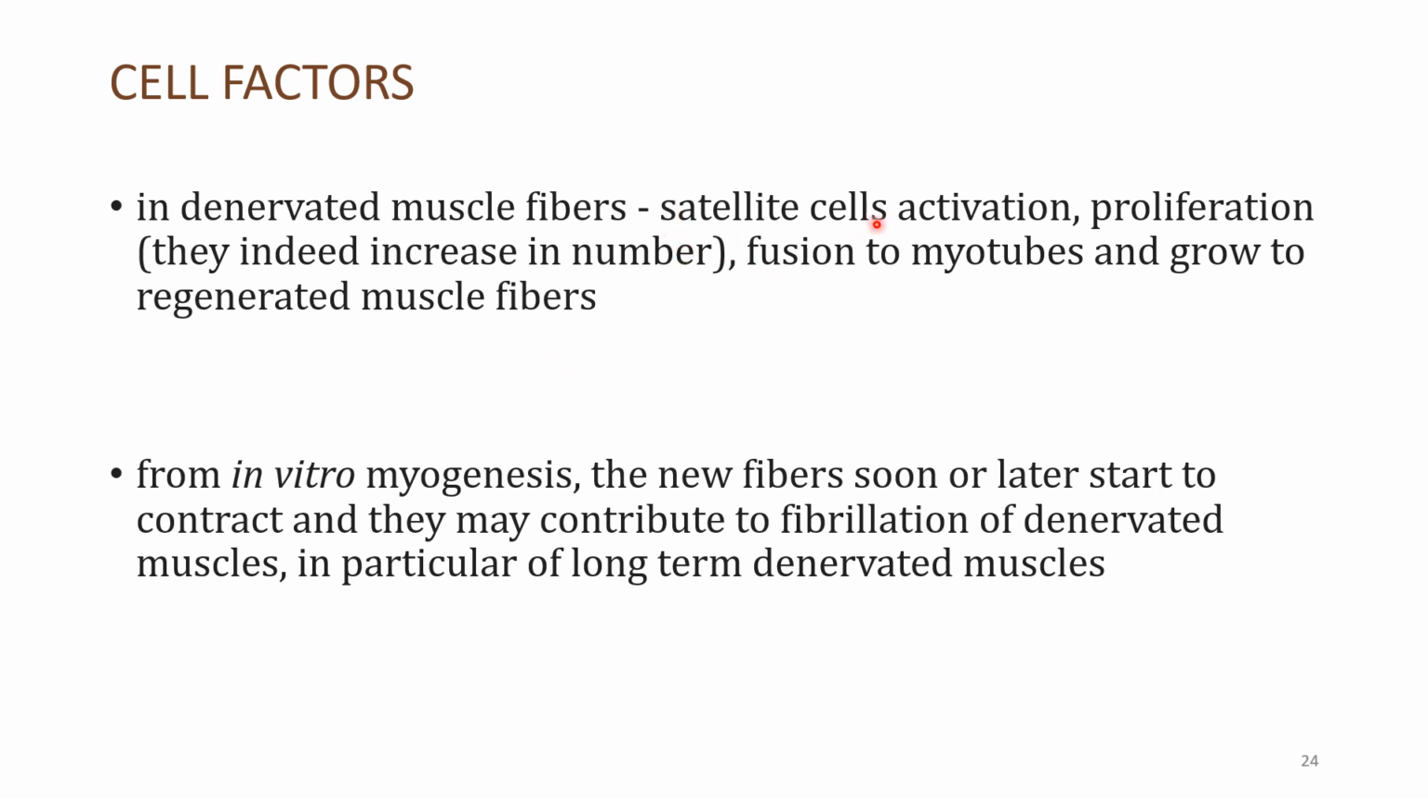What are these satellite cells? The cells away from the denervated muscle. So these satellite cells will get activated and they will proliferate. That means they will increase in number and they will fuse to myotubes or myotubules and grow into the regenerated muscle fibers. So from in vitro myogenesis, what they have noticed is the new fibers sooner or later start to contract and they may contribute to fibrillation of the denervated muscles, in particular of long-term denervated muscles. So fibrillations because of the satellite cells.